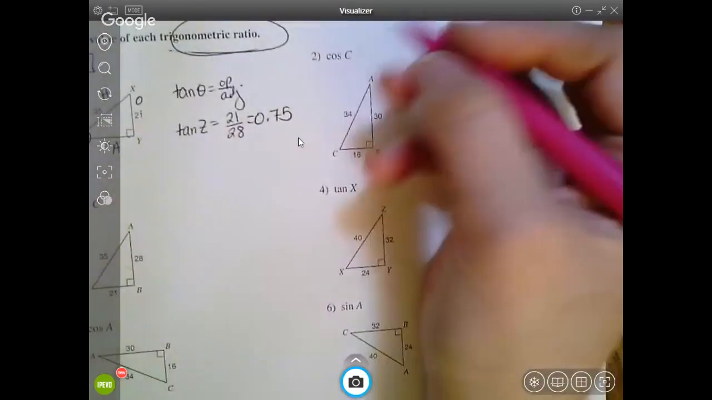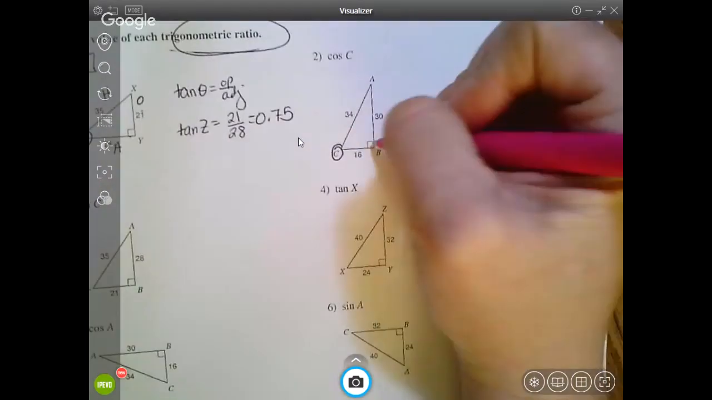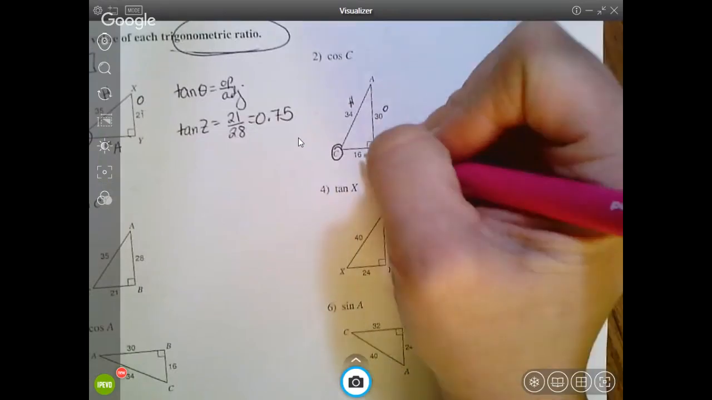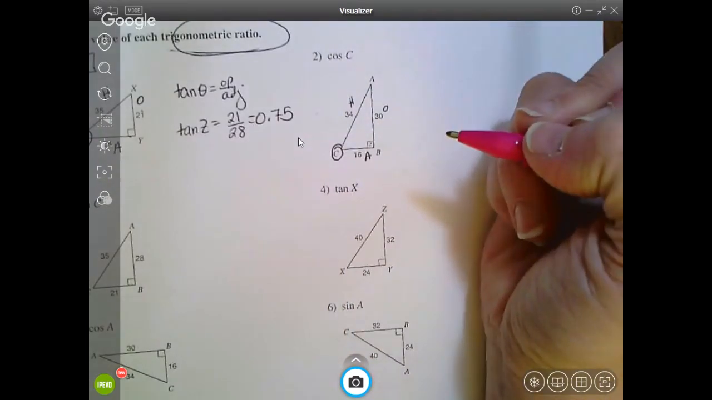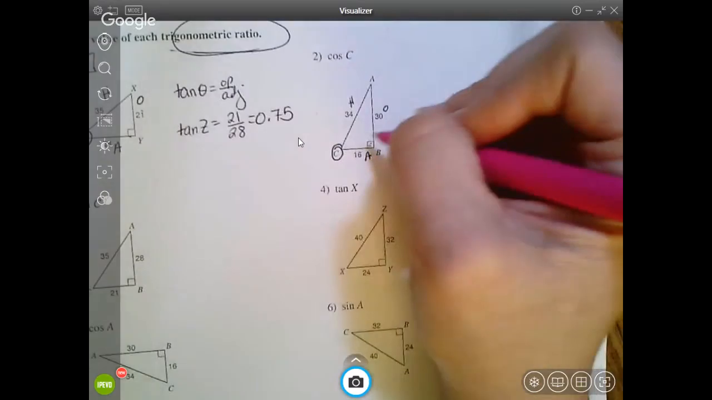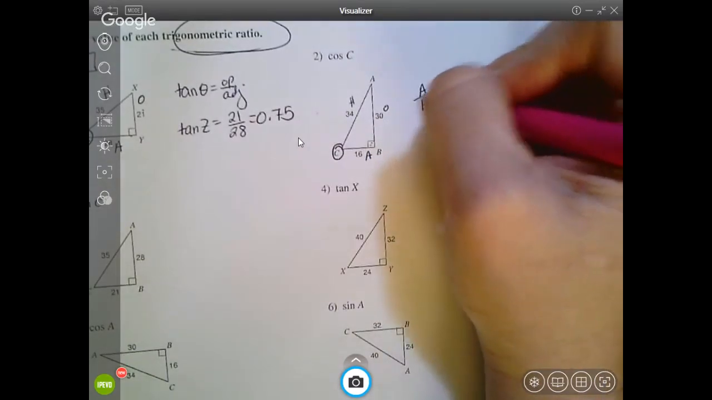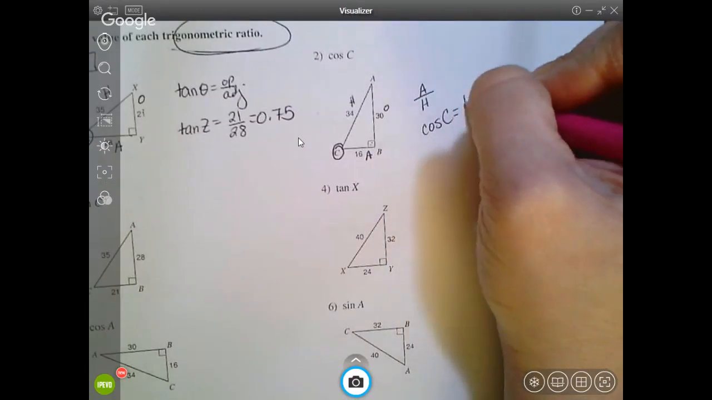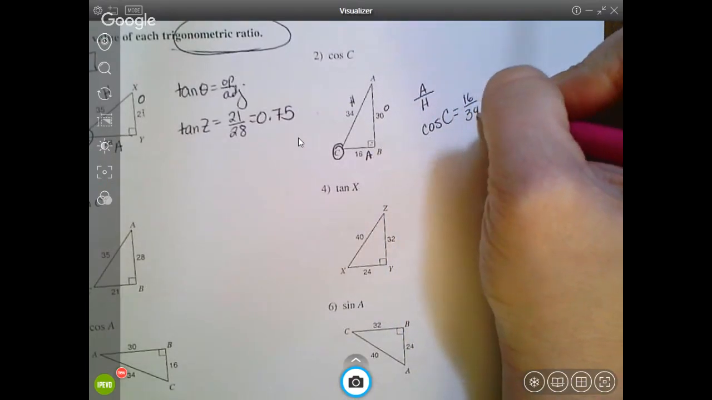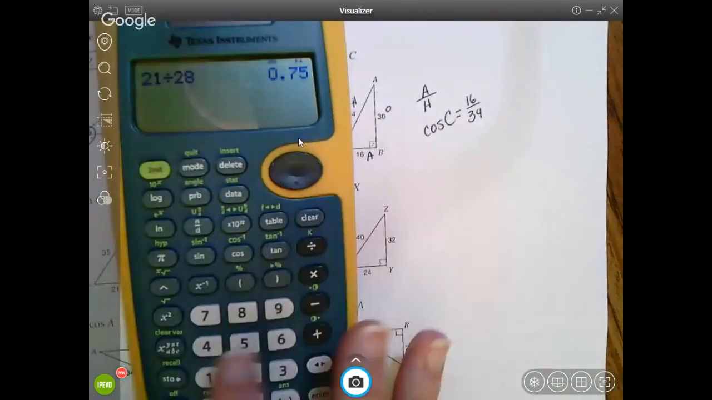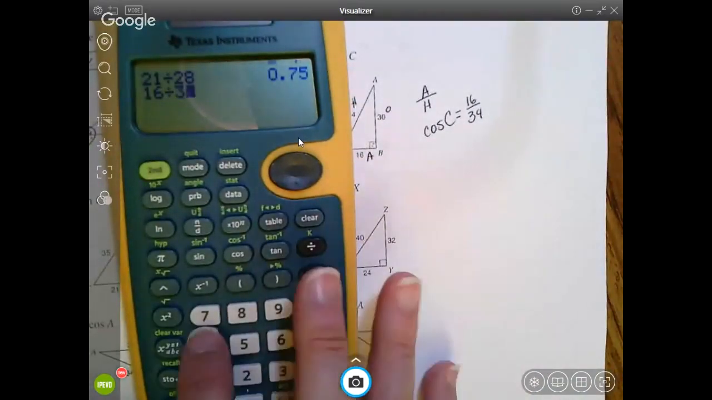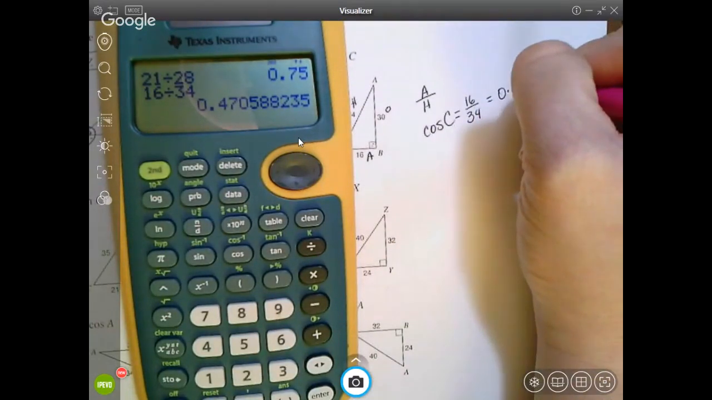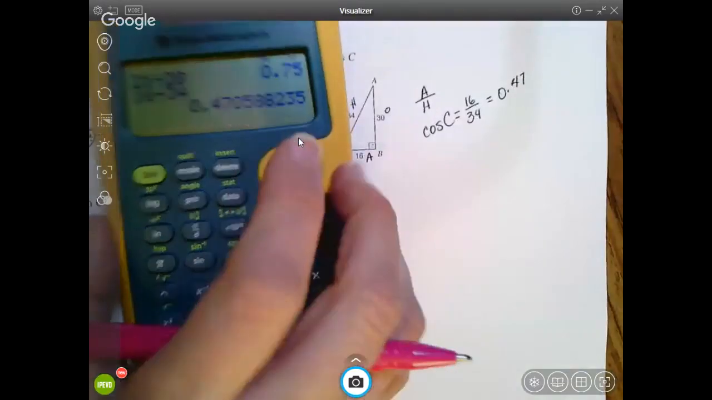Let's look here. Here's cos C. Here's my C. That means that this is my right angle, so this is my hypotenuse, my opposite, and my adjacent. So now what we're going to do is cosine is adjacent over hypotenuse. So that means that I've got cosine C equals adjacent 16, hypotenuse 34. Like I said, the answers are in decimals, so you just literally type it in, like 16 divided by 34, and that gives you your answer.